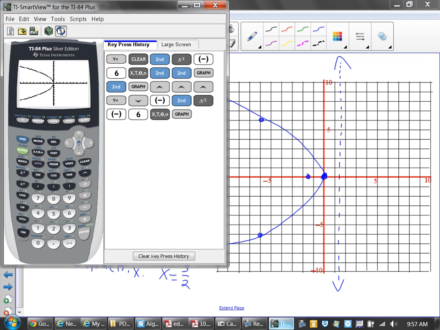Lance, what do you got? Give me just a second. With the directrix, we're not even using the directrix while we're finding it. Not yet. Oh. Bailey?